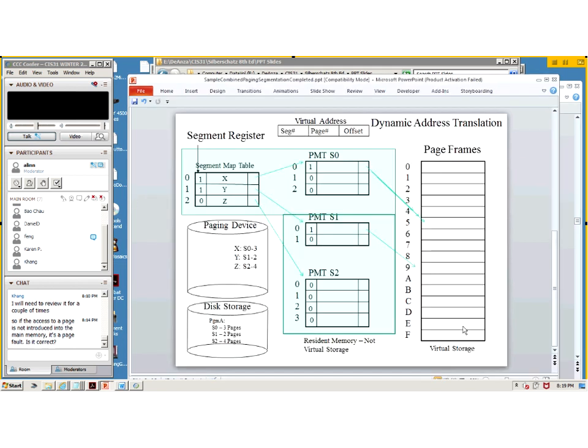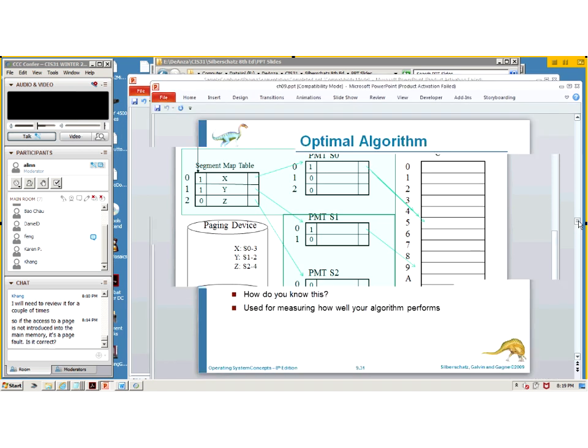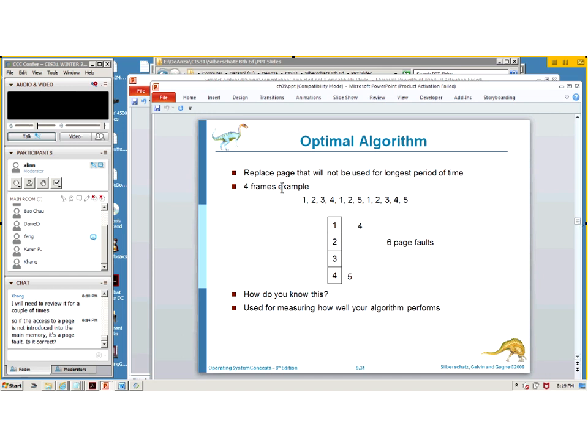I have all these pages. If I have to pick one to replace, I'm going to pick the one that's not going to be used for the longest time in the future. Well, this sounds like Back to the Future concept. And believe me, it is. How do you know this? How do you know which is going to be the one that's most used in the future unless you started to run the thing? That's the problem.